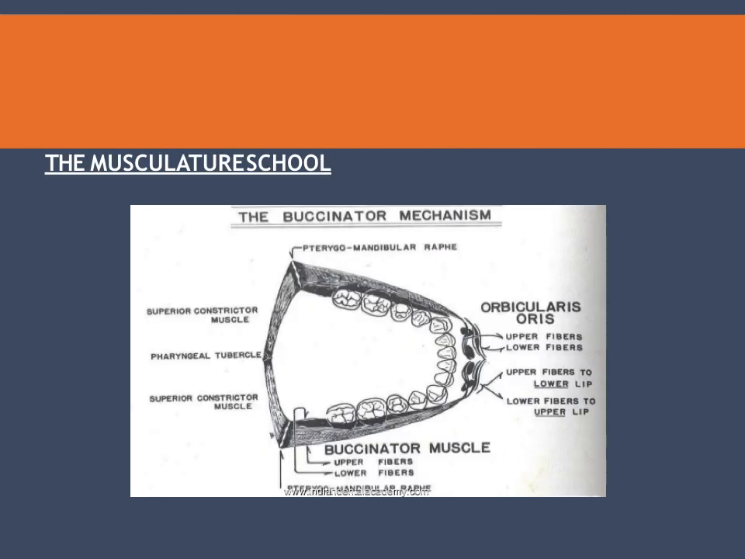Then you have the musculature school, which relies on your buccinator mechanism or the equilibrium theory, which says that if you position the teeth well in the neutral zone, where the forces acting buccally on them, that means your cheek and the lips, and the forces acting lingually, that means the tongue, are in balance, if they are somehow equal, of course along with the active stabilization being performed by the periodontium, then your teeth will stay where they are.